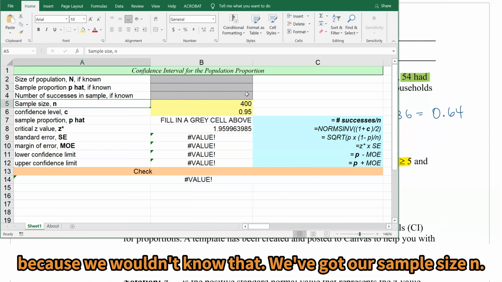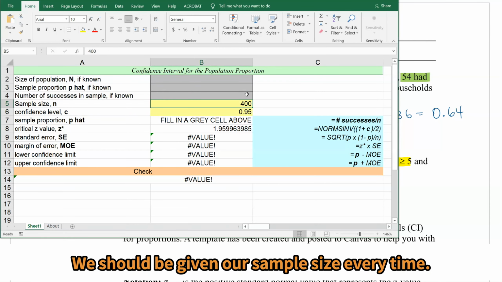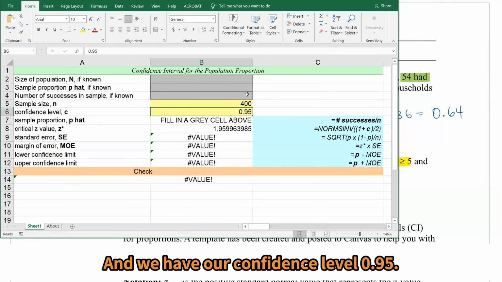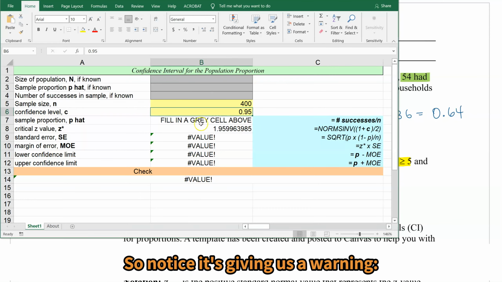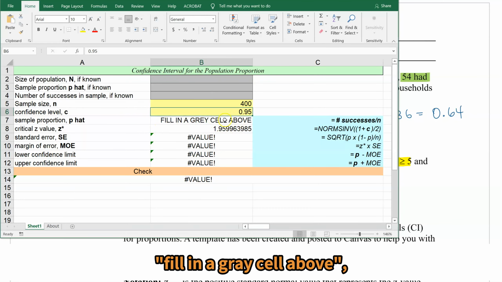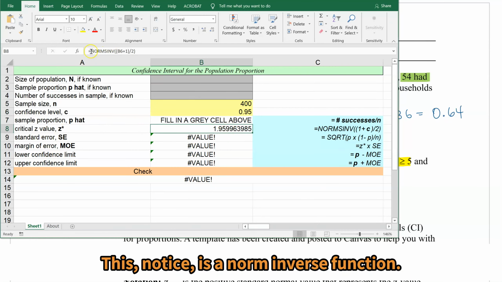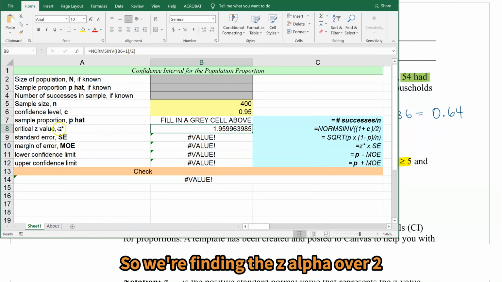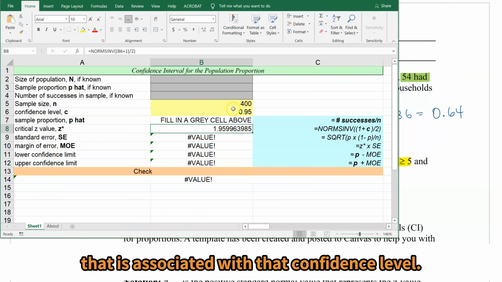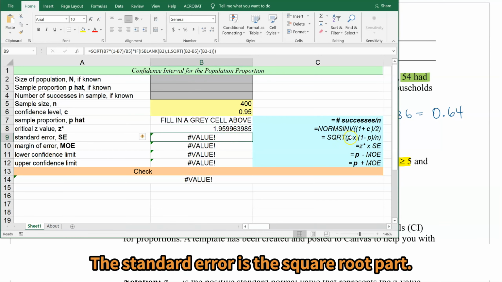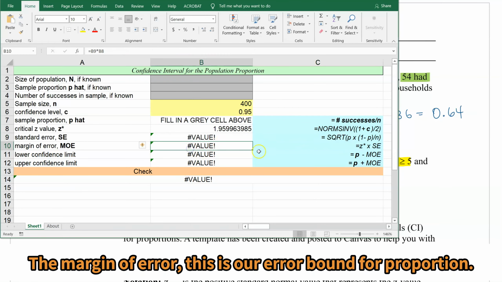We've got our sample size N. We should be given our sample size every time. And we have our confidence level 0.95. So notice it's giving us a warning, fill in a gray cell above, and then it's got all these things going on. This, notice, is a norm inverse function. So we're finding the Z alpha over 2 that is associated with that confidence level. The standard error is the square root part. The margin of error, this is our error bound for proportion.